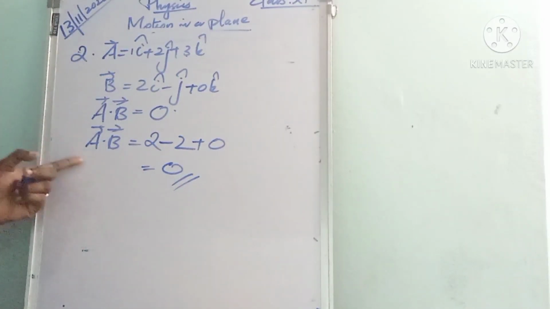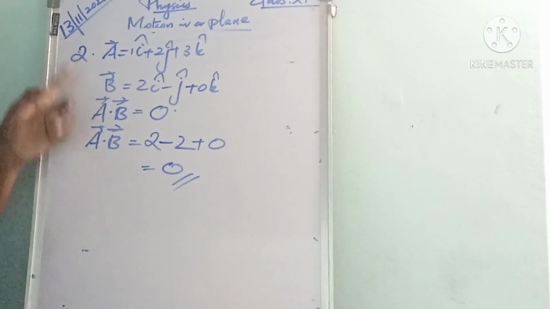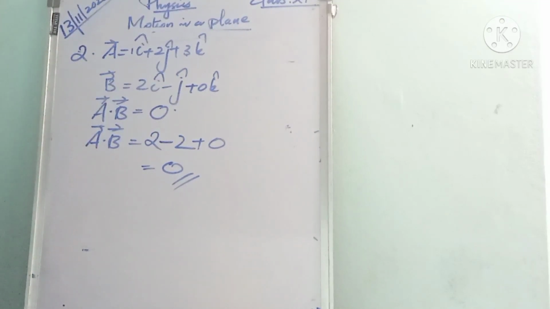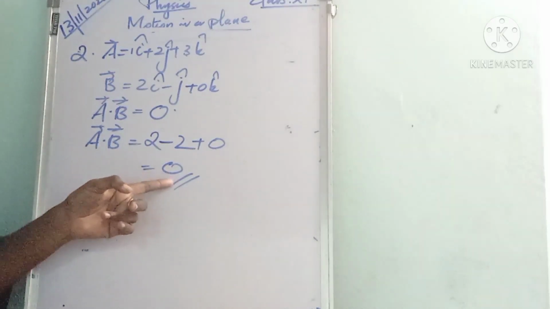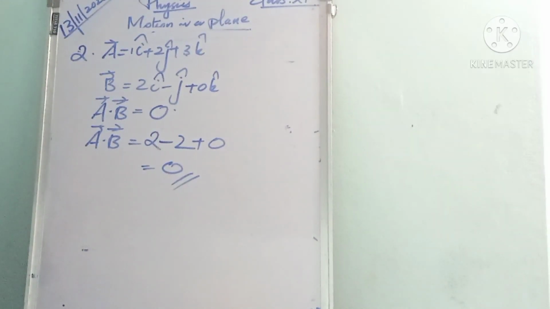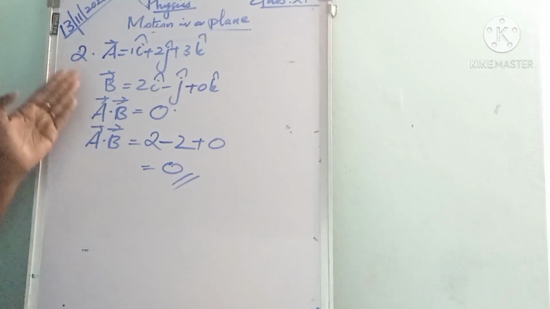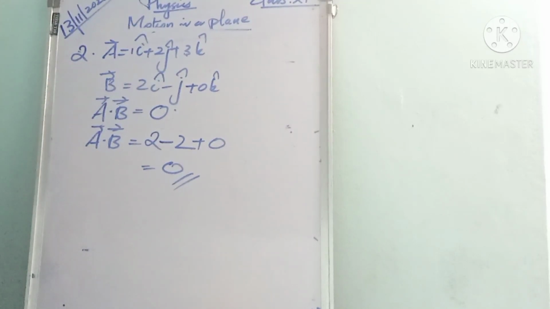Since the scalar product of these two vectors is 0, we can say the two vectors are perpendicular to each other. Here the scalar product of these two vectors is 0, so we can say the two vectors are perpendicular to each other.